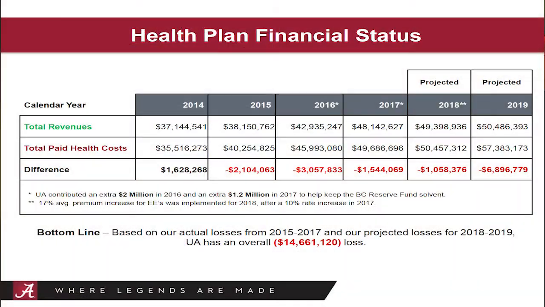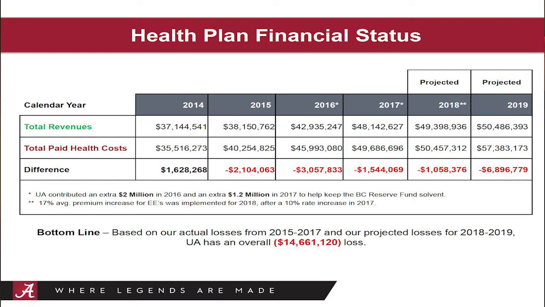So this chart just represents from 2014, it is projected through 2019 to show total revenues, total paid healthcare costs, and the difference. So you will see that starting in 2015 and projected forward to 2019, we're running a pretty good deficit each year. Right now, the total deficit is totaling at about $14.5 million.